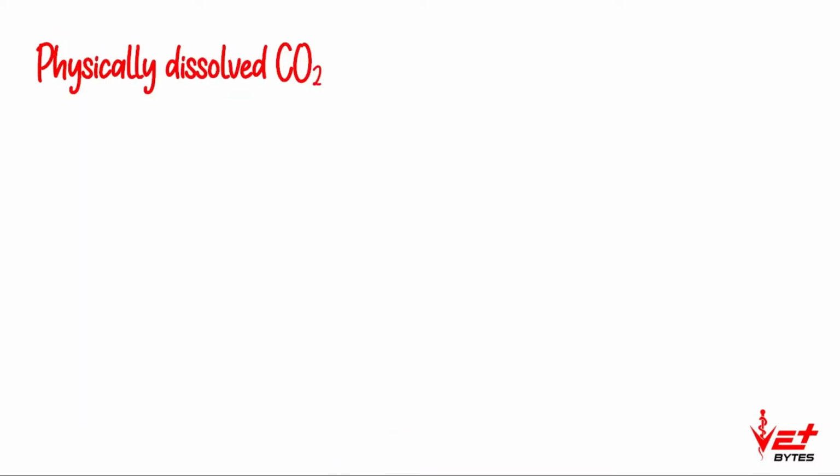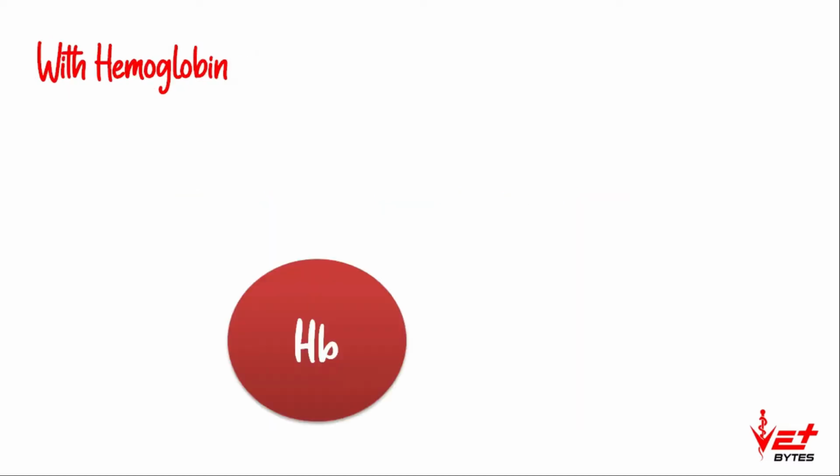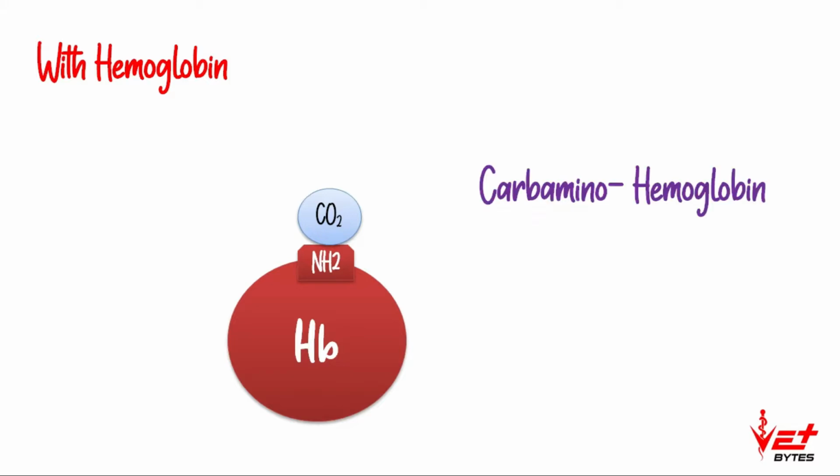Carbon dioxide is more soluble than oxygen. In oxygen, we saw that only 0.3 ml of oxygen is transported for 100 ml of blood. But in carbon dioxide, 4 ml of carbon dioxide can be transported for each 100 ml of blood. Hemoglobin has an amino group in it, so carbon dioxide can bind with the amino group and form a carbamino group. This carbon dioxide attached hemoglobin is called carbamino hemoglobin.